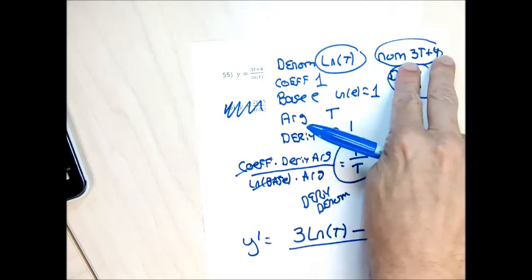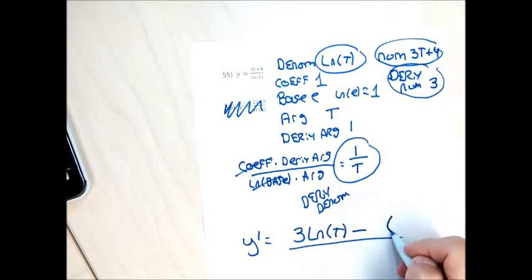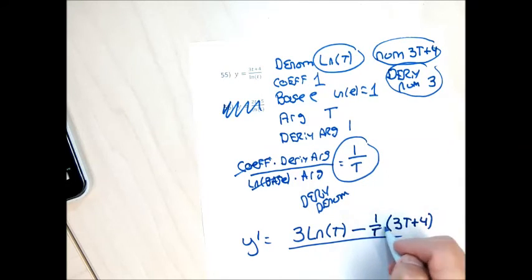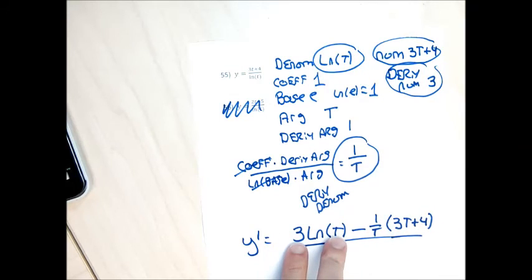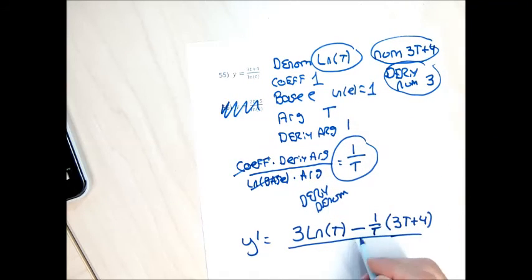Minus the numerator times the derivative of the denominator. Numerator is 3t plus 4. I'm going to write the derivative of the denominator to the left of it as opposed to after it. But this is denominator times the derivative of the numerator, written backwards. Numerator times the derivative of the denominator, written backwards, all over the denominator squared. So all over the denominator squared.